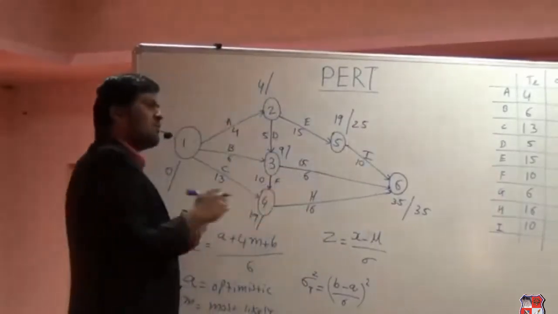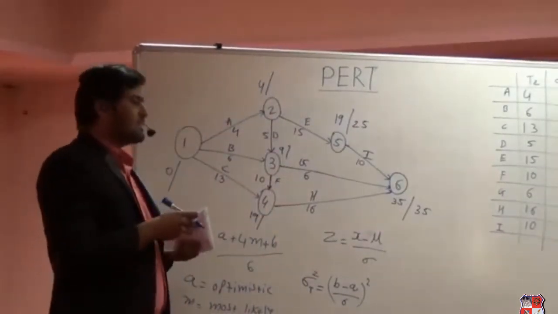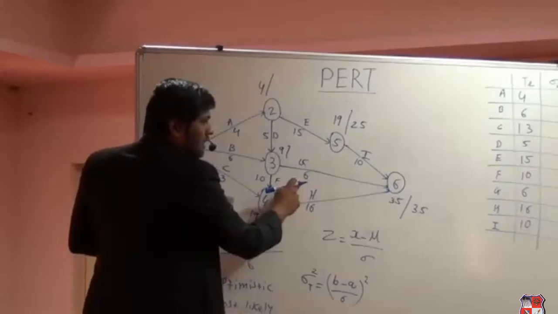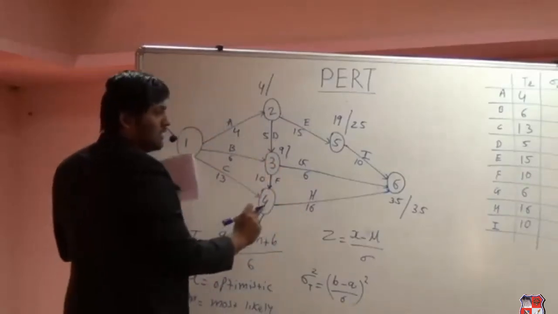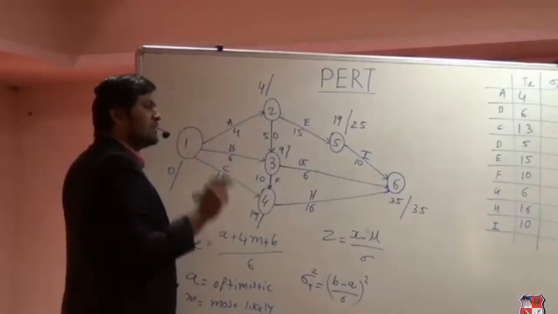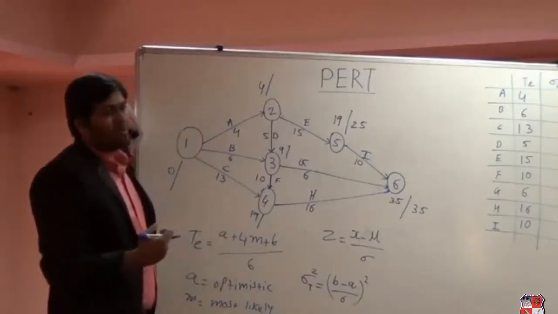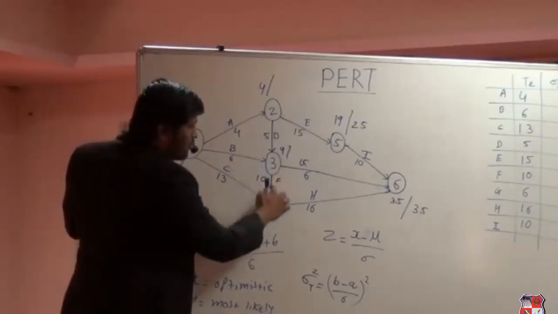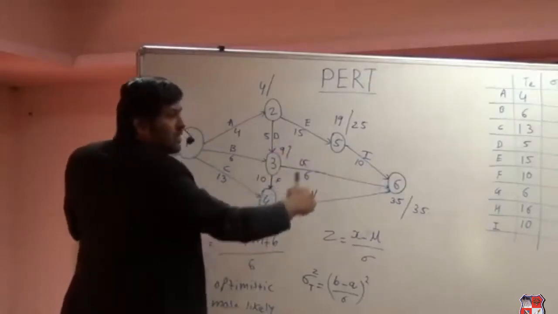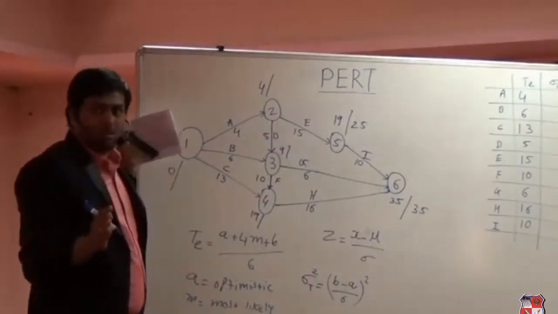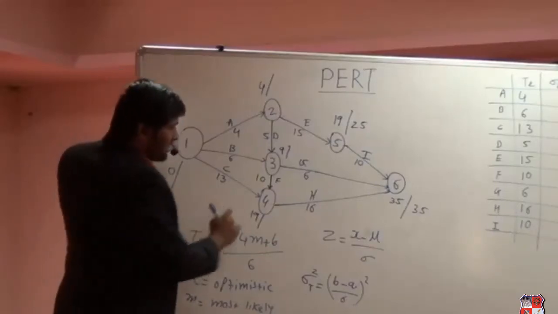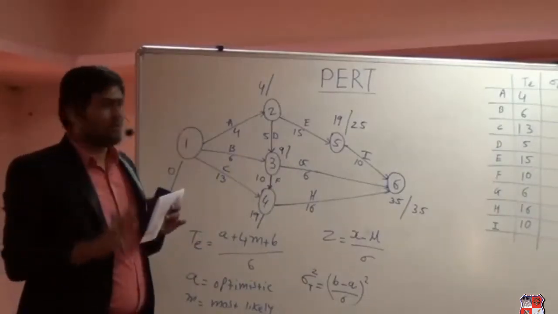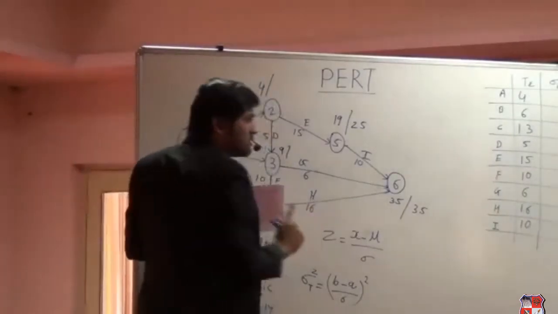In a forward path, we need to add the value. In a backward path, we need to subtract the value. Then 35 minus 6 is 29. But in a forward path, we took the maximum value where the merge event is there. In a backward path, we need to take the minimum value wherever the burst event is there. Burst event means 2 activities are going out. So if 2 or more activities are going out, that is known as a burst event. At that point, where 2 or more activities are going out in a backward path, we write the minimum value, not the maximum. This is the place where students make a mistake.